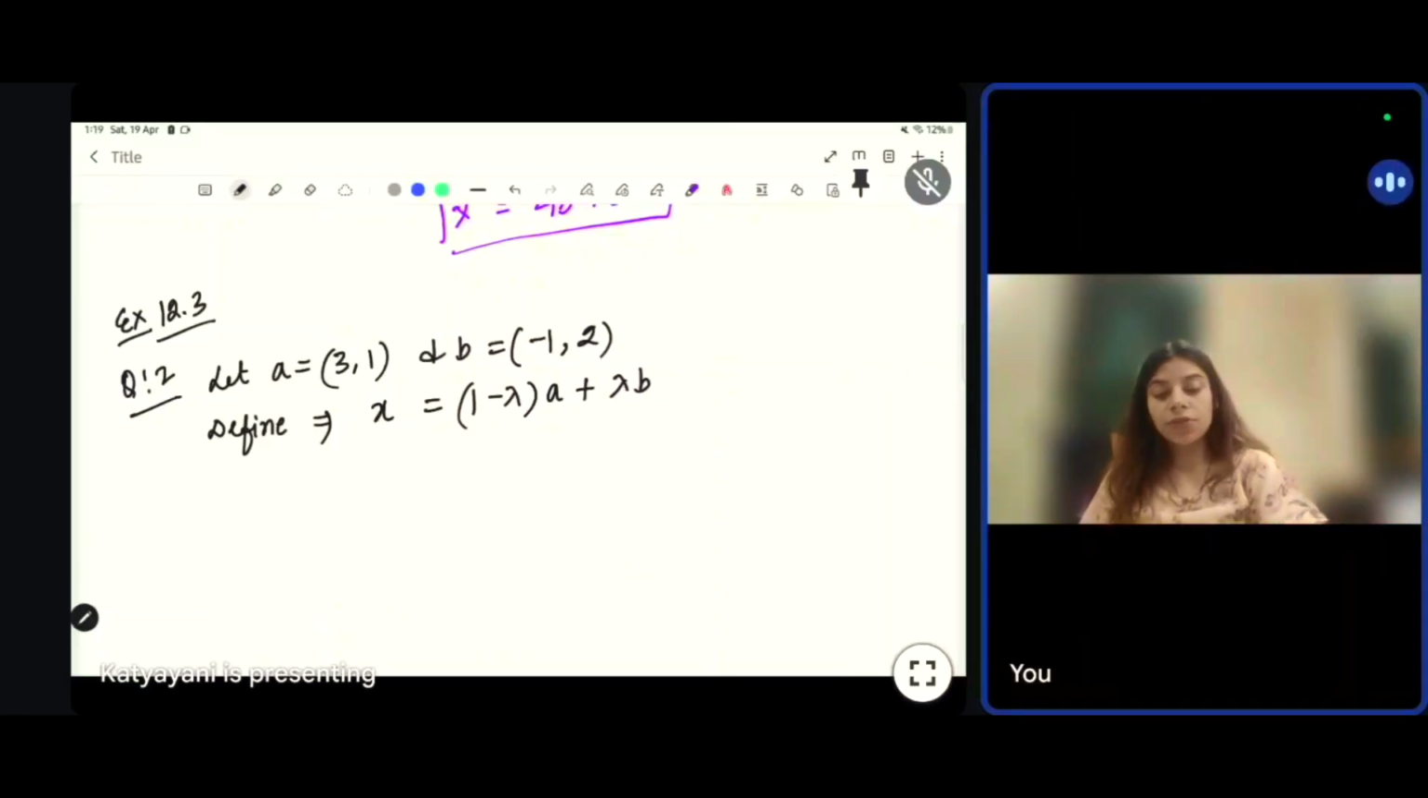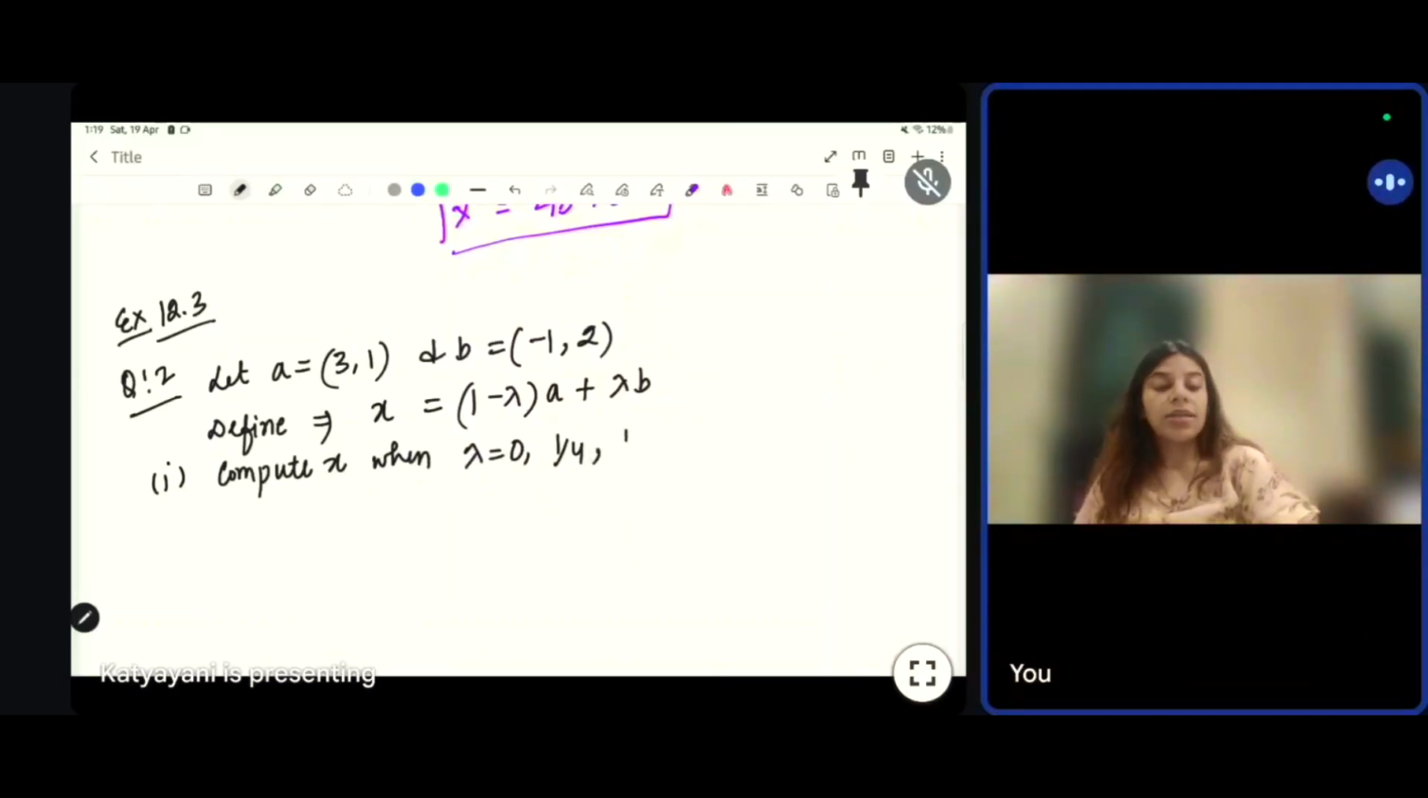And then it asks you in the question, in the first part, it says compute x when lambda takes a value 0, 1 by 4, 1 by 2, 3 by 4, and 1, right? So we have to compute. Let's compute first, and then you have to illustrate it also. So let's see what happens here.